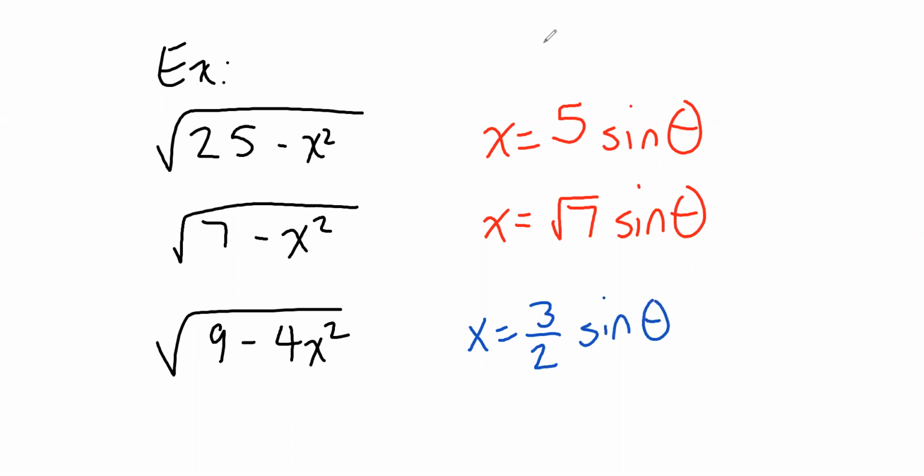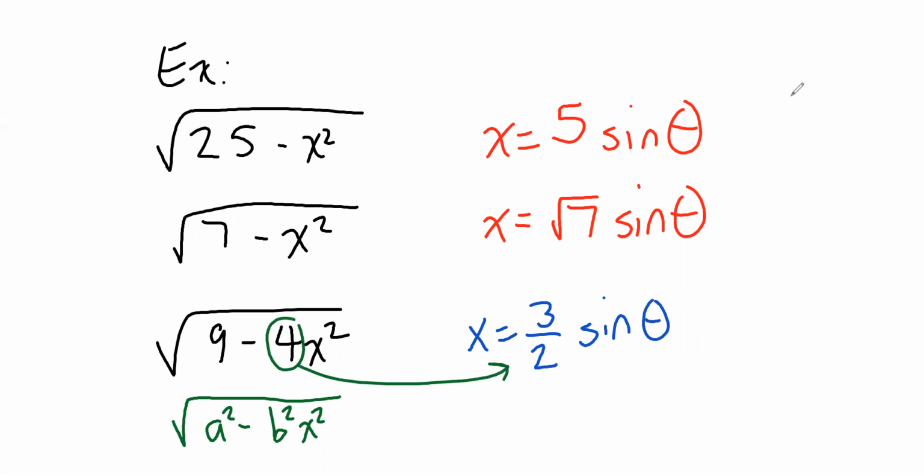And as you can imagine, it's probably not that difficult to generalize the case where not only do we have a constant on the left side of the subtraction, but we also have a constant in front of the x squared. Let's put this in green because I like green. If we had something like the square root of a squared minus b squared x squared, and the reason I'm writing the b as a square is because I'm going to square root it just like the square root of 4 became 2 there. But if we had something like that, then we could say that x is equal to a over b sine theta.